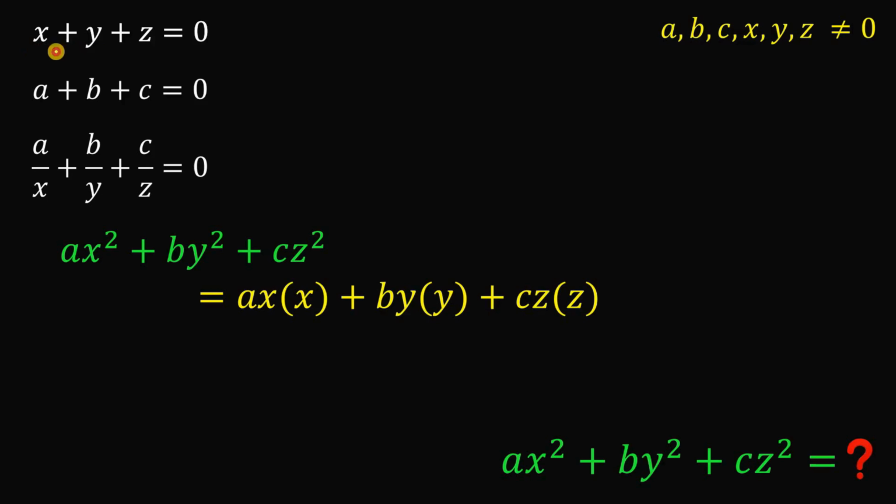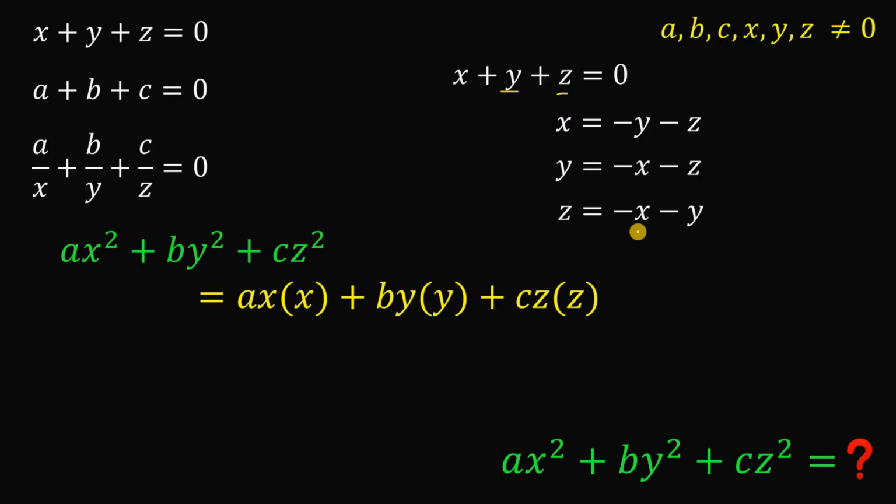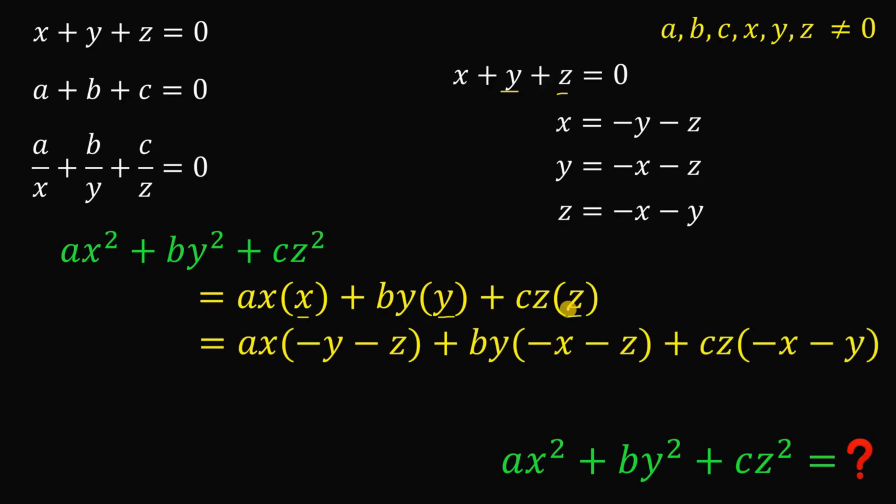And let's use the first given equation that says that x plus y plus z equals 0. If we want to find the value of x, it can be written as negative y minus z. Also, if we want to get the value of y, it can be written as negative x minus z. And if we want to get the value of z, this is just negative x minus y. In short, we can replace this x, y, and z in this expression like this.